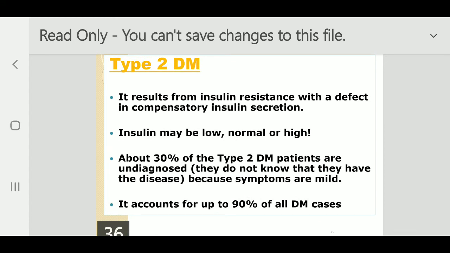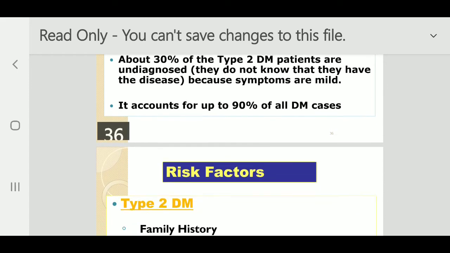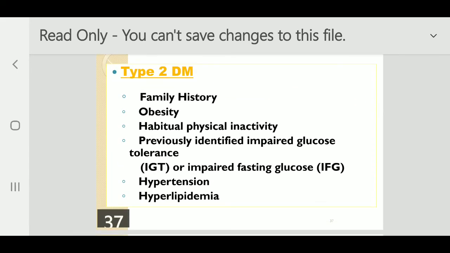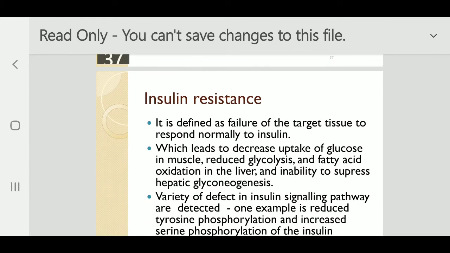In type 2 diabetes, it results from insulin resistance with a defect in compensatory insulin secretion. Insulin may be low, normal, or high, and about 30% of type 2 patients are undiagnosed. What are the risk factors? Family history, obesity, habitual physical inactivity, hypertension, and hyperlipidemia.